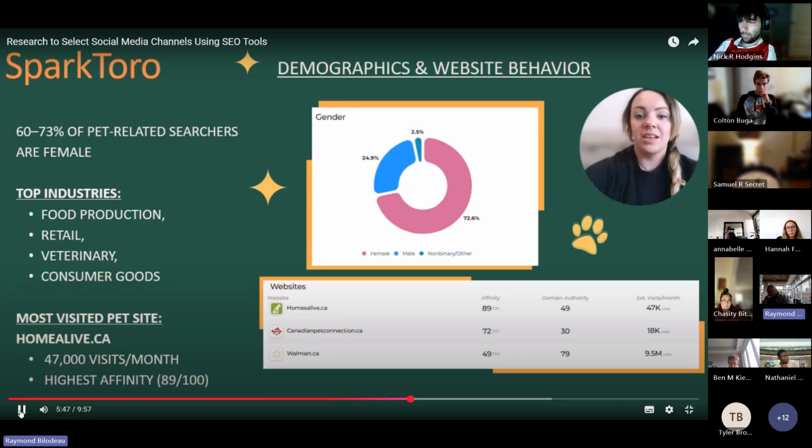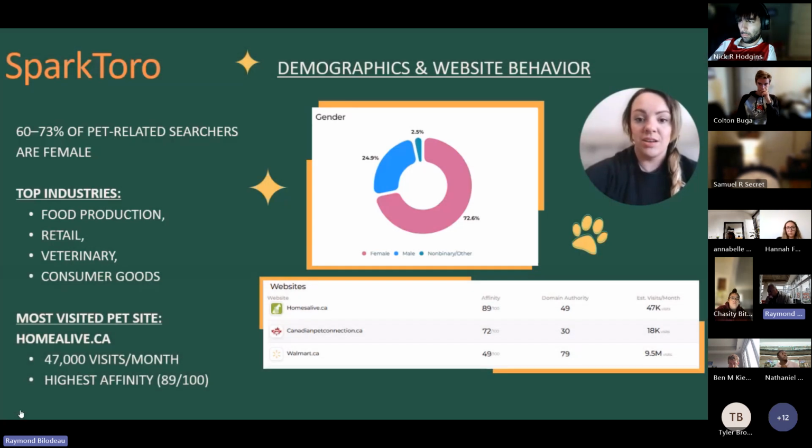Veterinary services. And SparkToro showed that HomeAlive.ca already has a strong online presence with 47,000 visits per month and one of the highest affinity scores across all sites that were analyzed.